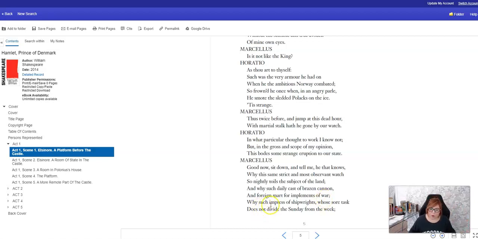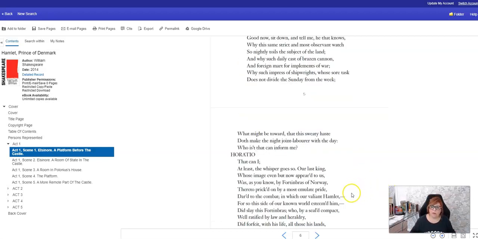And he goes, "Why such impressive shipwrights whose sore task does not divide the Sunday from the week?" And I like that, does not divide the Sunday from the week, because these are a Christian people, so they're not supposed to work on Sundays. And Marcellus is like, we're even working on Sundays, which is the Lord's Day. Why is this happening? And then he goes, "What might be toward that this sweaty haste doth make the night joint laborer with the day?" I like that, night with the day, that they don't stop at a particular time and then go home to their families. The night has turned into the day and they just work continuously.